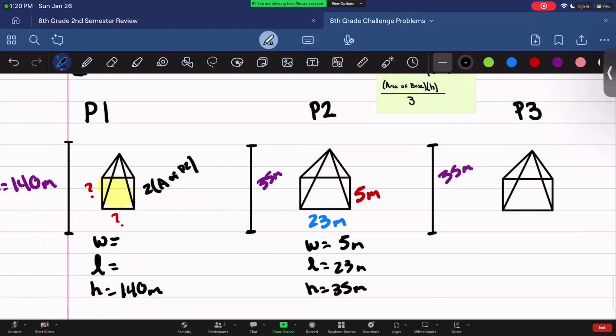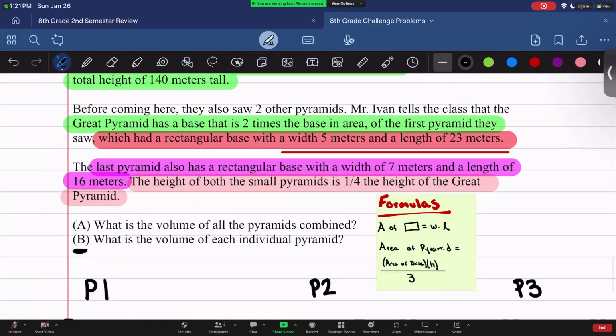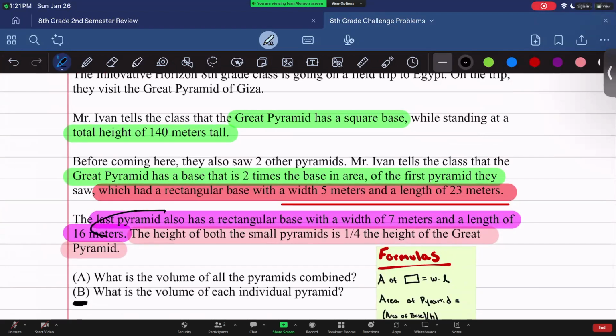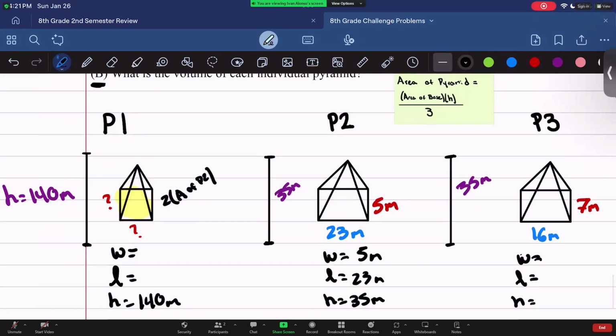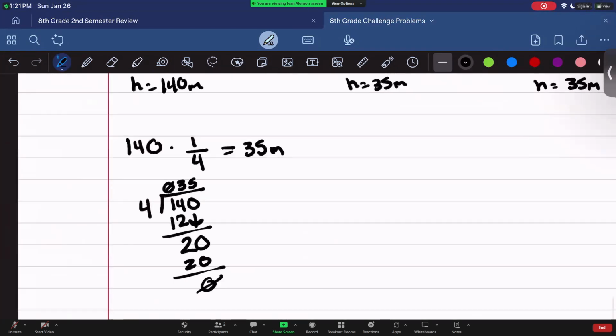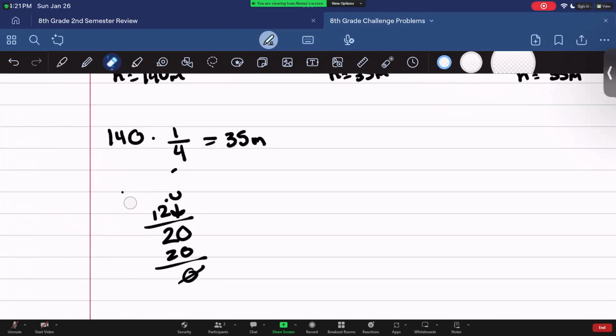Now, left is pyramid 3 with length, height. We were told that the last pyramid, we're looking here, also has a rectangular base with the width of 7 meters and a length of 16 meters. Okay, so that's 7 meters and 16 meters in this case. And we know the height is 35. So let's just fill that out. We know this is 7 meters. We know this is 16 meters. And we know our height is 35 meters. Okay. I'm going to erase this here. Hopefully you guys have this all written out.